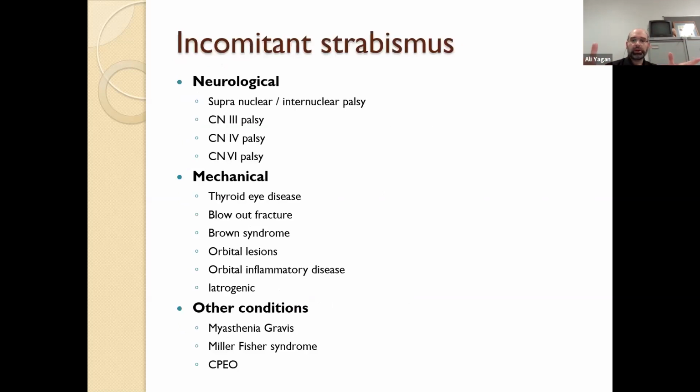So basically, incomitant deviations have neurological causes, you have mechanical causes, and you have other conditions. The neurological causes can be either nuclear, third nerve, fourth nerve, and sixth nerve, or it can be supranuclear, which are a bit more complex and a bit more difficult to understand. You have lots of common ones, and you have other conditions like myasthenia gravis and Miller Fisher syndrome, etc.